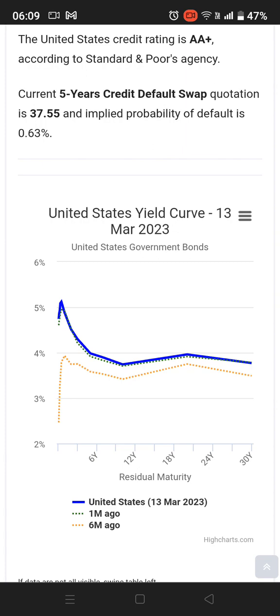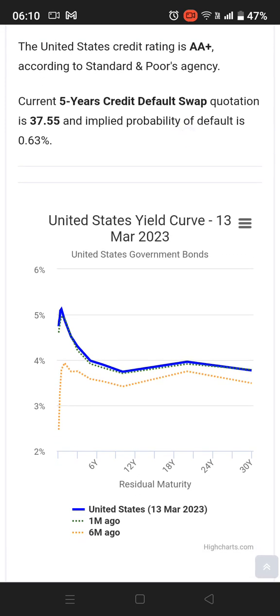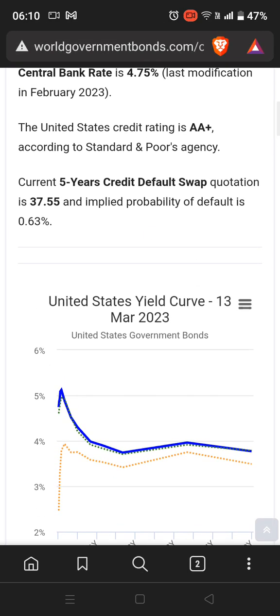So that was all about the yield curve, my friends. As you can see, this is the duration and this is the interest rates or the yields. So yeah, looks like maybe short-term bonds might be a good opportunity to make money, but you never know.